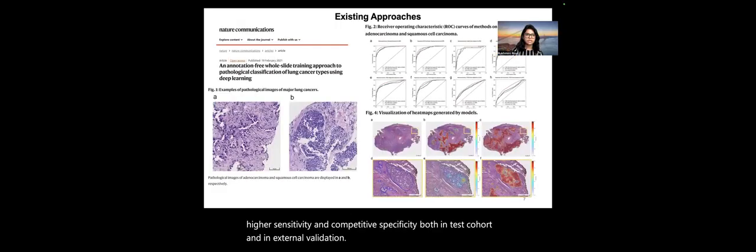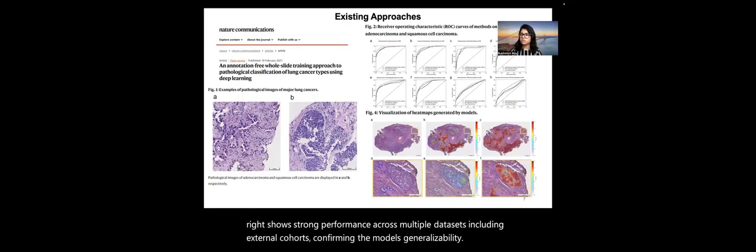In the next slide, this is one paper published in Nature Communications. In this case, the model was trained directly on whole slide images without requiring manual region-level annotations. It learned to distinguish adenocarcinoma from squamous cell carcinoma using only slide-level labels, making the approach scalable and pathology efficient. The ROC curves on the right show strong performance across multiple datasets, including external cohorts, confirming the model's generalizability.